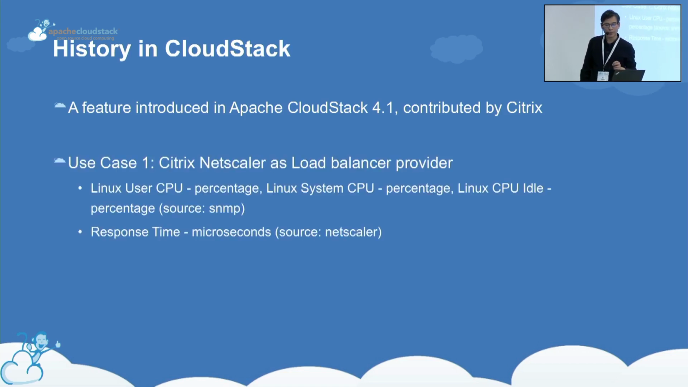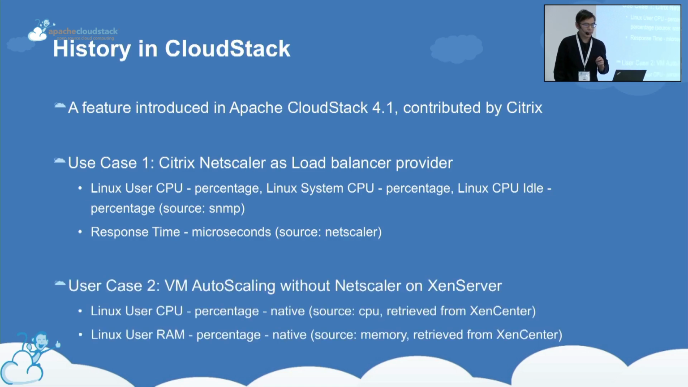First use case, Citrix NetScaler as the load balancer provider. So it gets the metrics from the Citrix NetScaler. And the second use case, VM AutoScaling on XenServer. And there are only two metrics, CPU and memory. This is because CPU and memory are saved in XenServer in RRD files. But this doesn't happen on KVM and XenServer. So this feature is not working on KVM and XenServer.